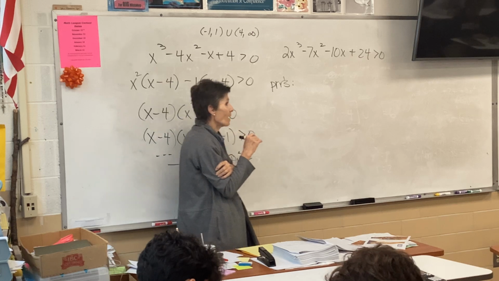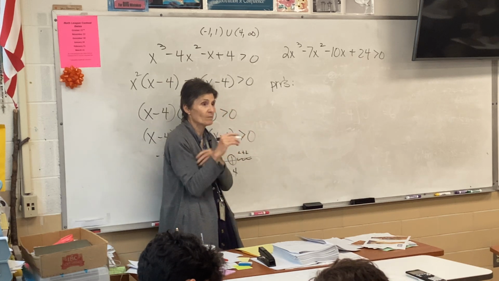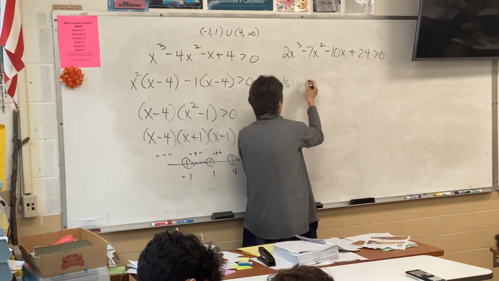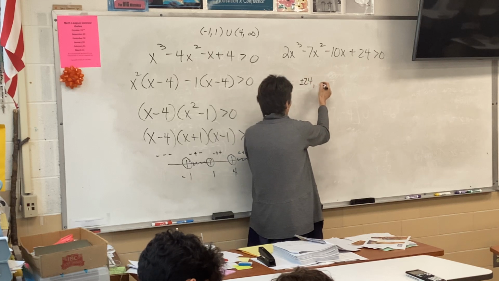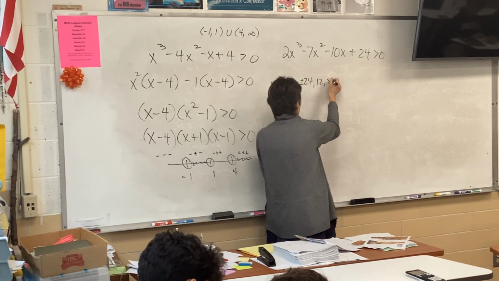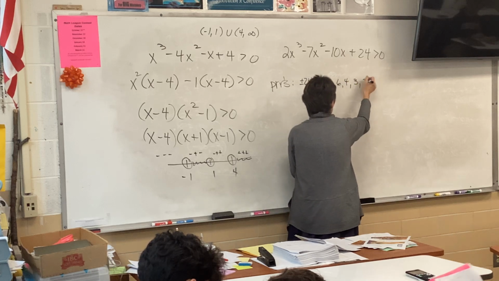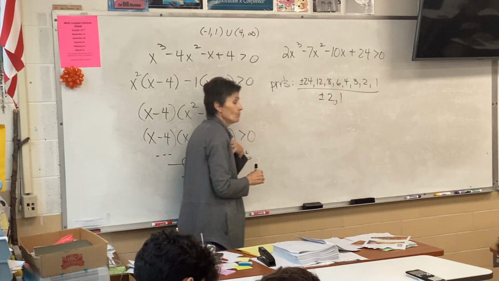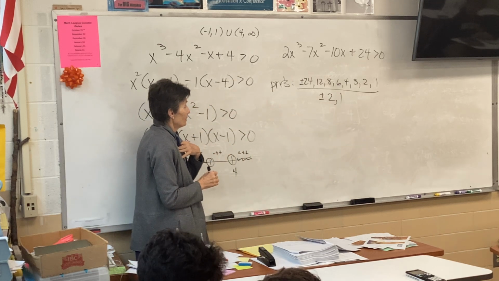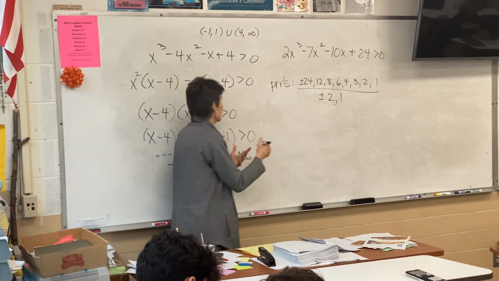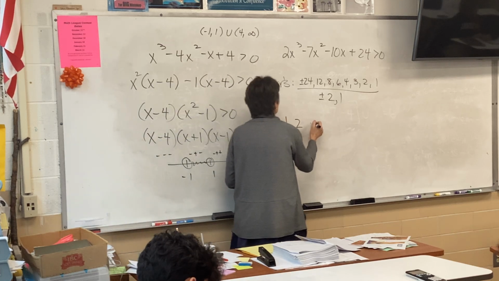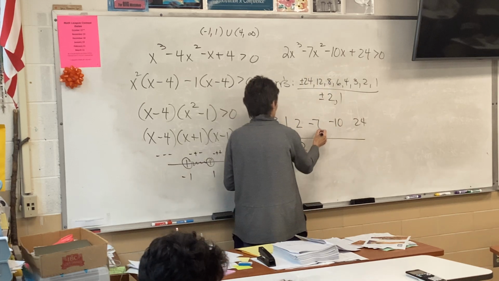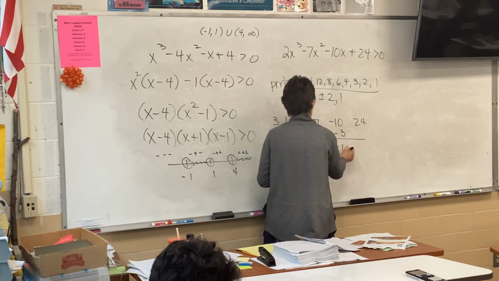You don't have to list the PRRs, but remember, they are your possibilities. So it's a good idea to at least get them in your head. Boy, there's a lot of them, right? All the factors of 24 over the factors of 2. There's a ton there, just pick one. What do you think? 3? You can do 24. I'm not going to do 24. Oh, shoot.